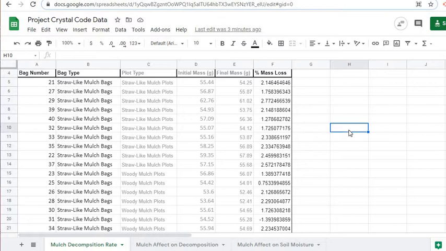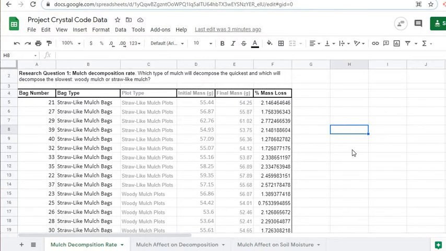But one thing I'm going to do first is set up a table for those readings to go. The two things we're comparing are straw-like mulch bags, and we're comparing those to woody mulch bags. And what we want to compare about them is the percent mass loss. So here I'm going to write average percent mass loss. And then we can calculate the average percent mass loss for straw-like mulch and woody mulch.